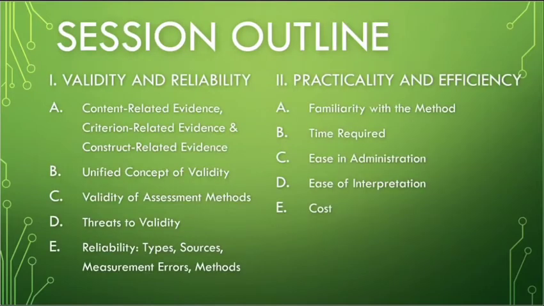So, with this intended learning outcome, we shall have the following outline. As you can see on your screen, the first part will be about validity and reliability with subtopics: letter A, content related evidence, criterion related evidence, and construct related evidence for validity; B, the unified concept of validity; letter C, validity of assessment methods; D, we are going to detail also on the threats to validity in order for us, of course, to avoid these threats and make our assessment highly valid.